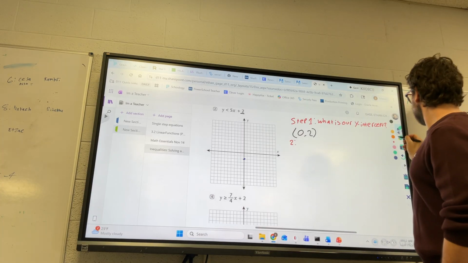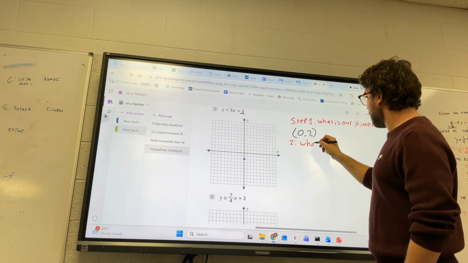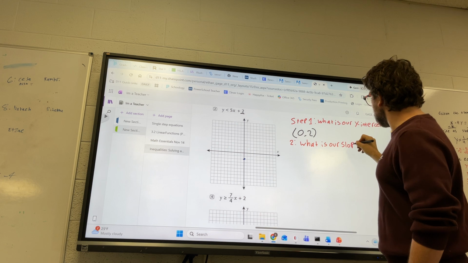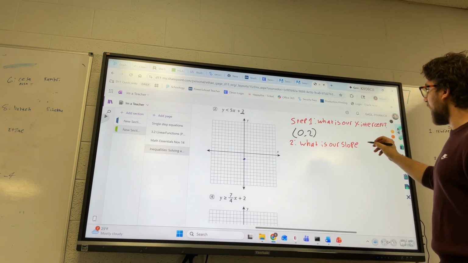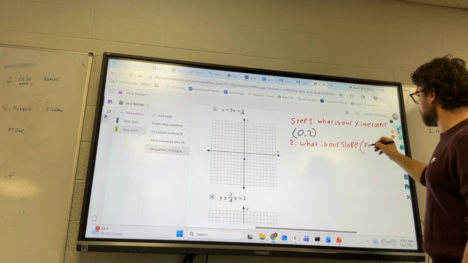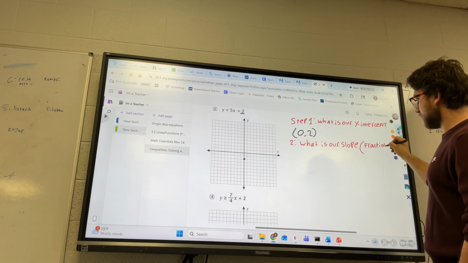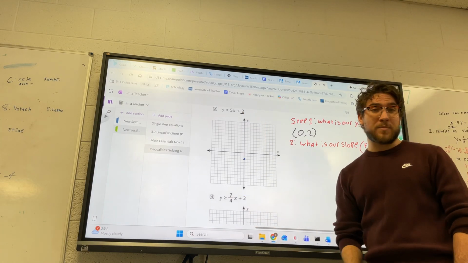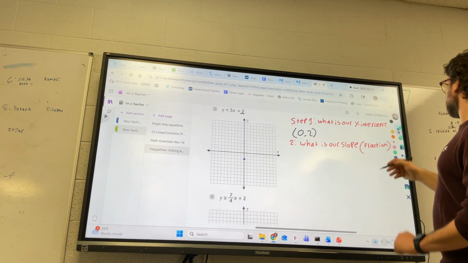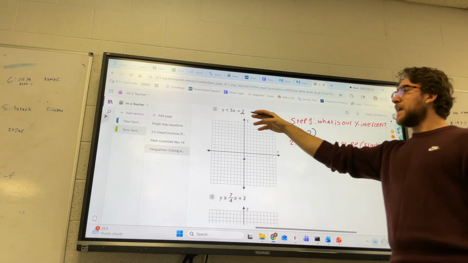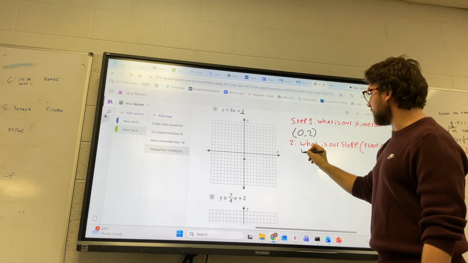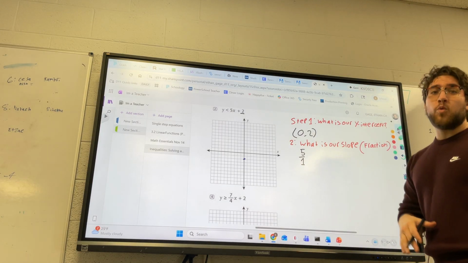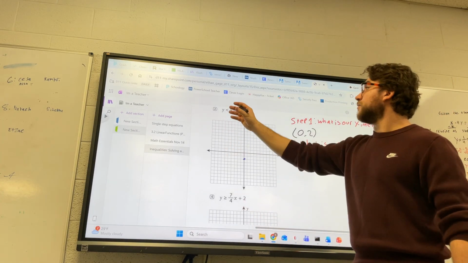Next, what is our slope? And I want to make sure that we write this as a fraction. Sometimes it will give it to us as a fraction. We might get a whole number, and we might get a decimal. Here, it's a whole number, so it's going to be 5 over 1. We can also check to see if this is positive or negative. We see that this is positive.